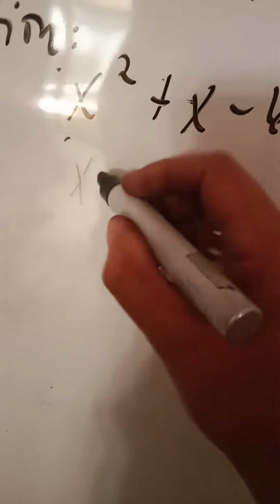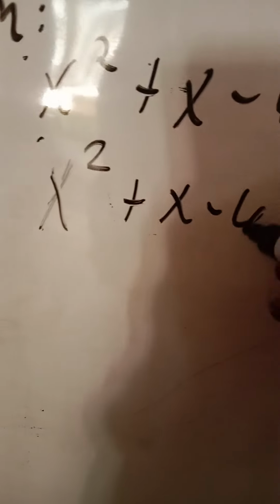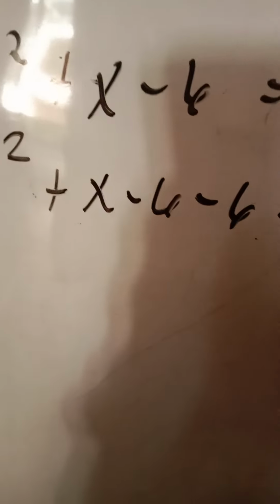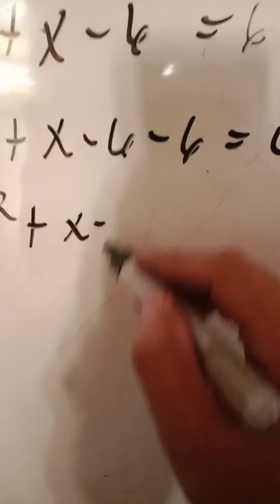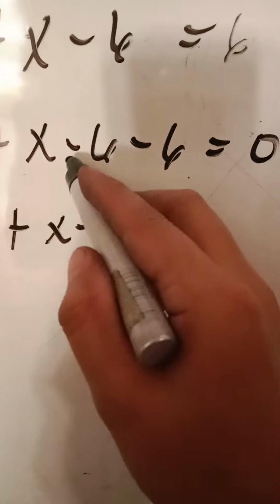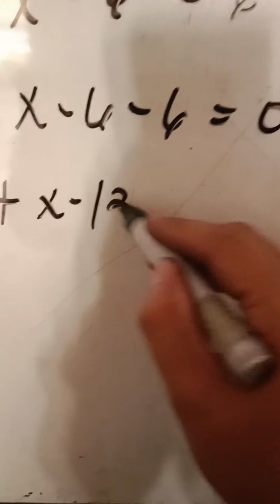So we transfer the 6 to the left side and it becomes negative. So x squared plus x minus 6 is equal to 0. So x squared plus x, negative 6 minus 6 is negative 12, equals 0. So this time you have to factor out.